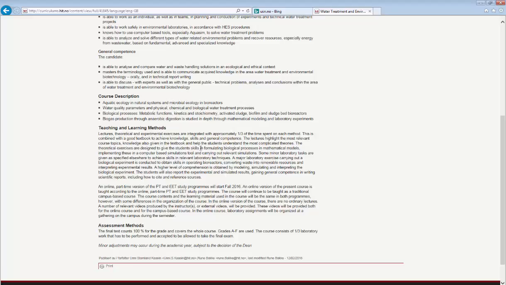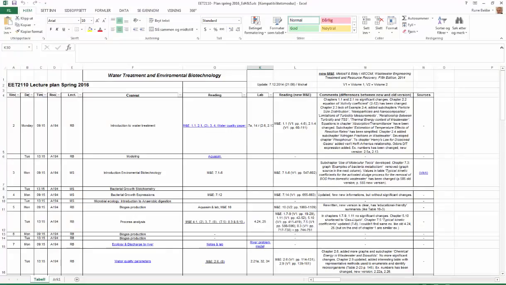Okay, so let's move on to the plan for the course, the lecture plan. This is for last year, but it's essentially more or less the same every year. So here you can see how the first week, which is typically the second week of January, we start by the introduction to water treatment.